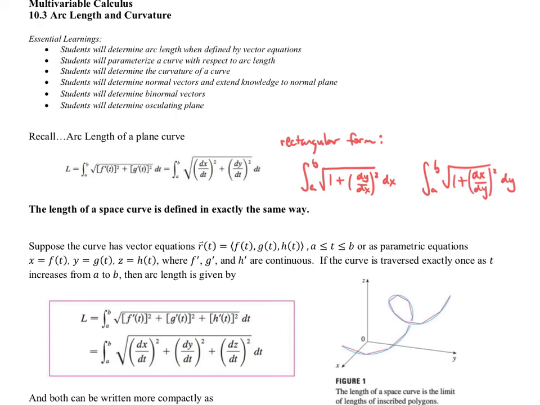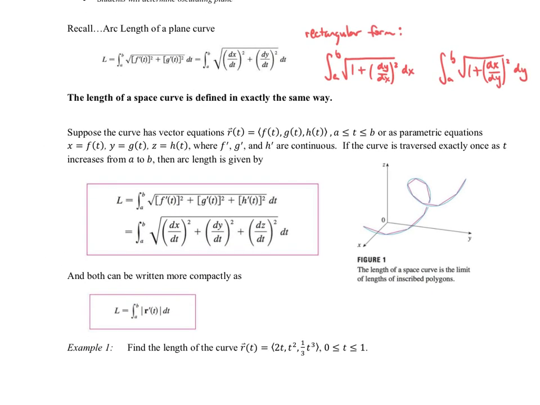The equation for arc length is really similar. We just add the third component, the component for z, so we have dz dt, and you can see the formula down here. We're starting with this vector function r of t, and we're assuming that the derivatives of each of the components are continuous. If we traverse the curve exactly once as t goes from a to b, the arc length is given by this formula.